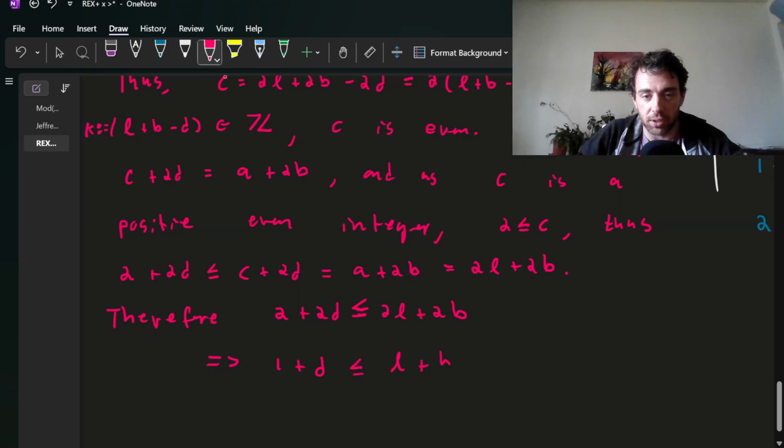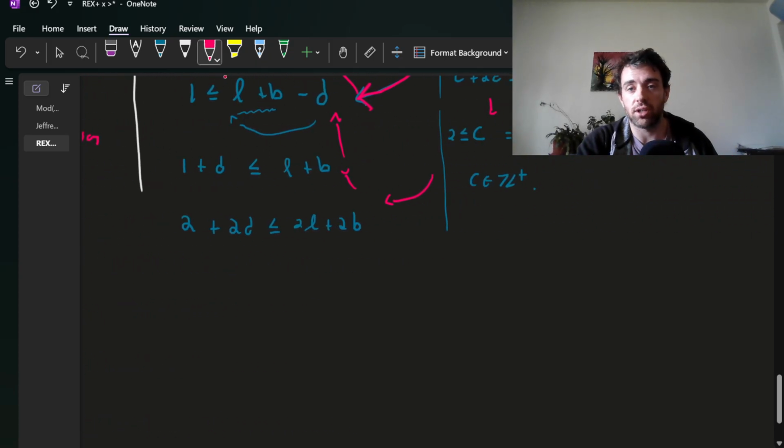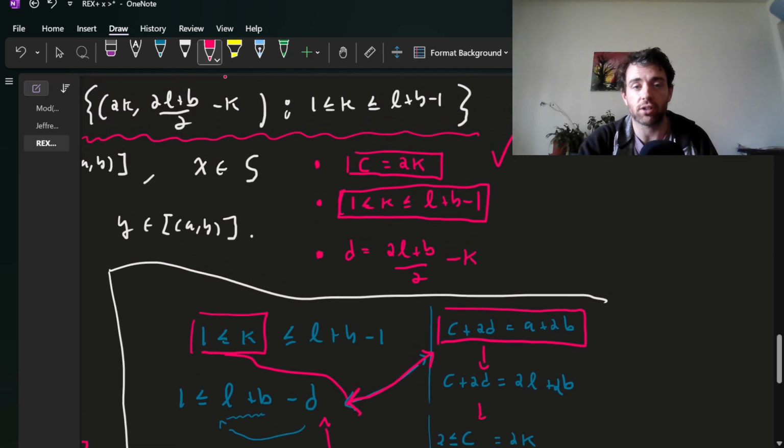L plus B. And finally, this implies that 1 is less than or equal to L plus B minus D, and that was equal to K. Nice. Okay. So we have accomplished the second thing on our checklist, right? Well, half of the second thing on our checklist. I wanted to convince you that K is at least 1, right?